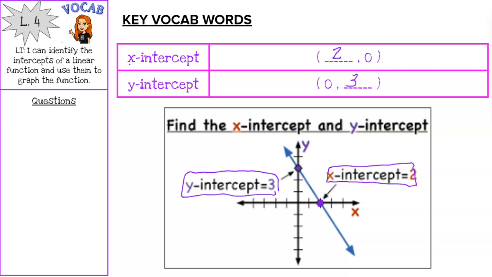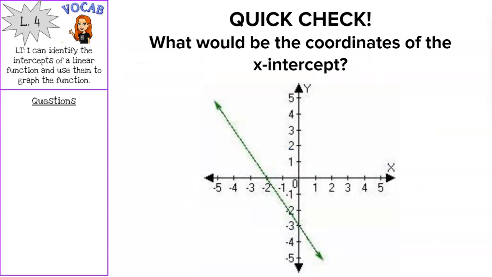If you notice, the x-intercept is when y equals 0, and the y-intercept is when x equals 0. Quick check: what would be the coordinates of the x-intercept? A coordinate is when you have two numbers, x comma y. So where we cross that x-axis, what would be those coordinates?